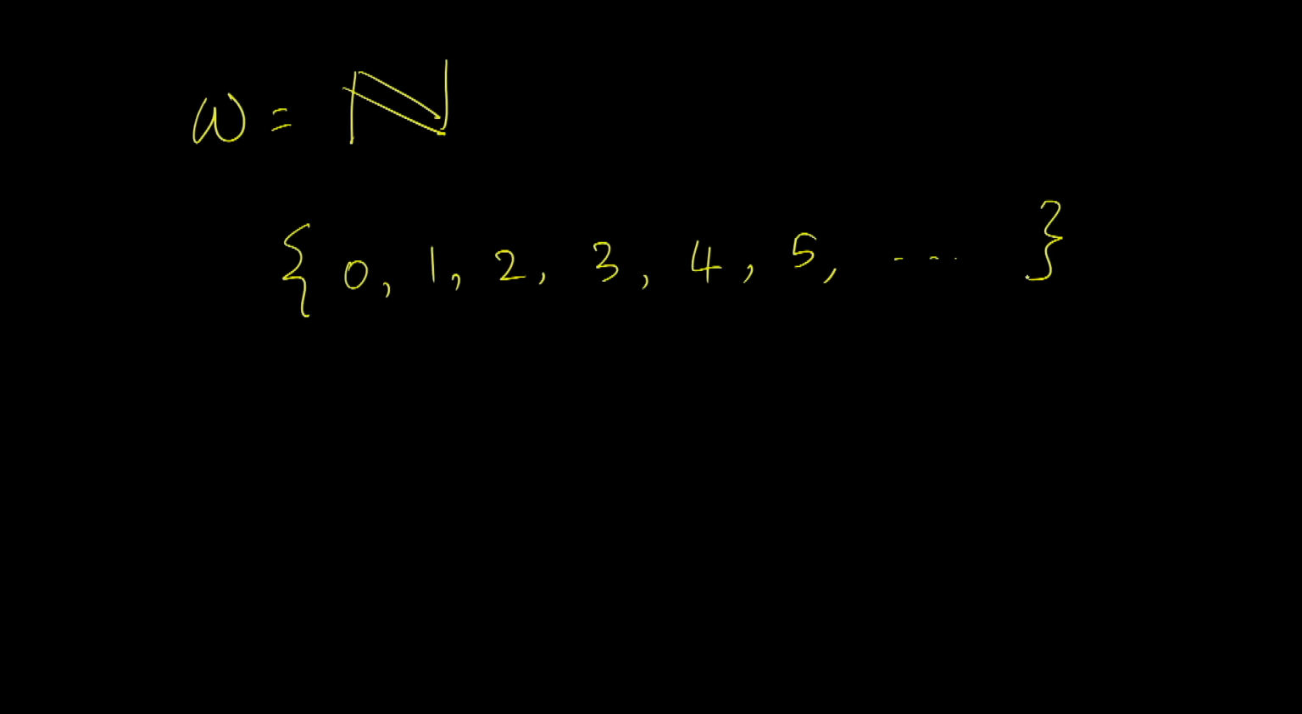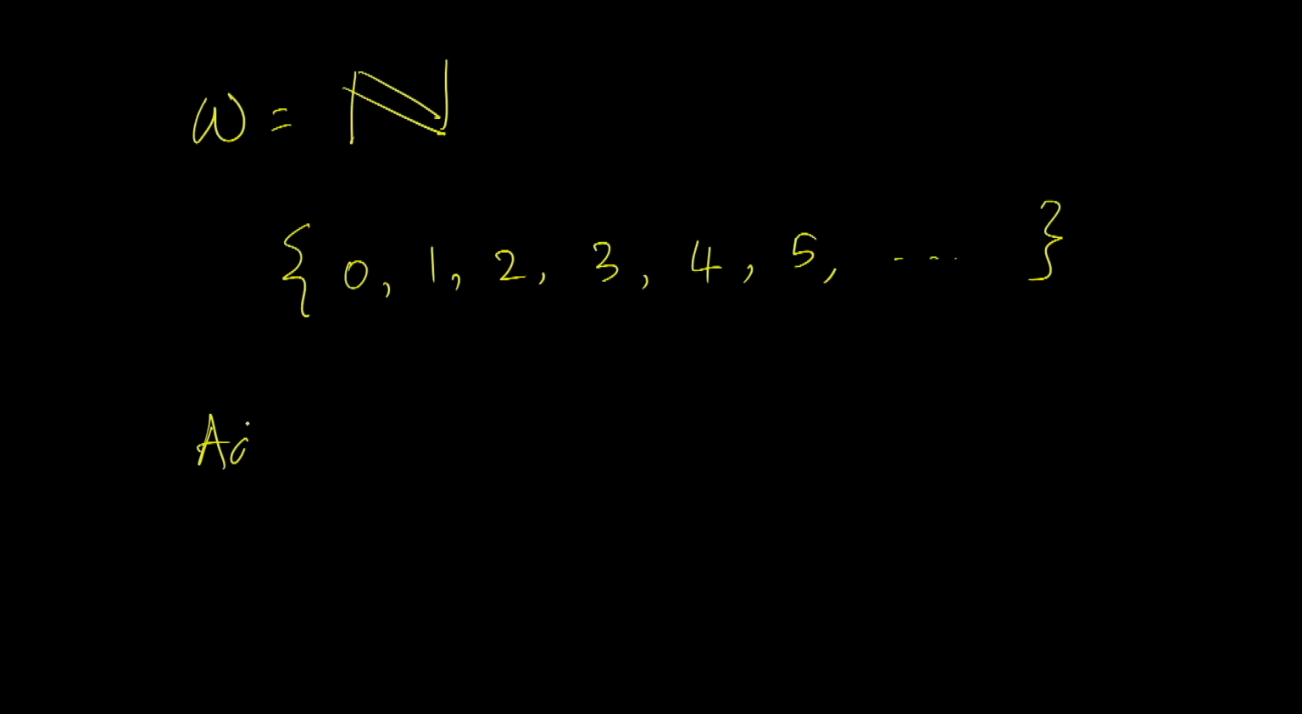That is because omega contains 0, it contains a successor of 0 which is 1, it contains a successor of 1 which is 2, and so on. For every set, it also contains the successor of that set. It is closed under the successor operator. So we define omega as the set of all natural numbers.